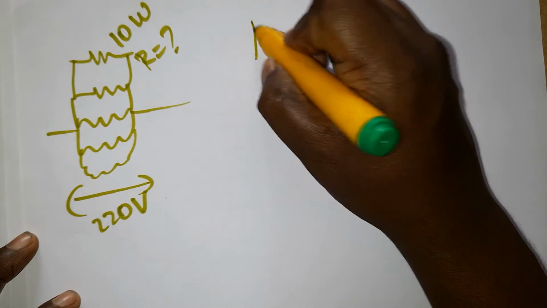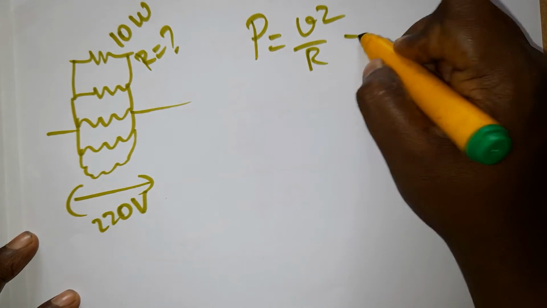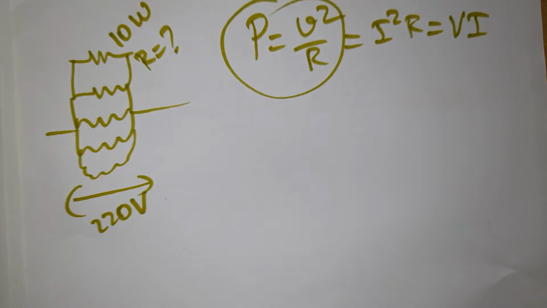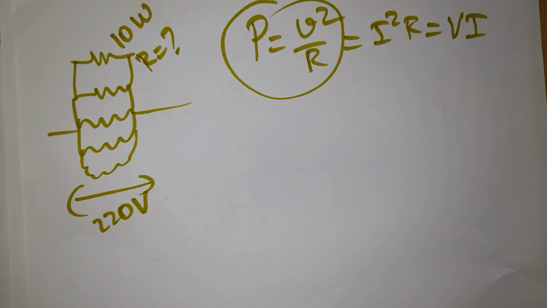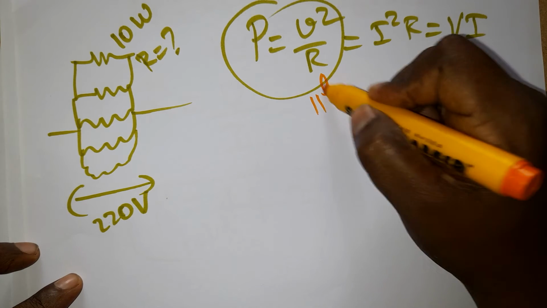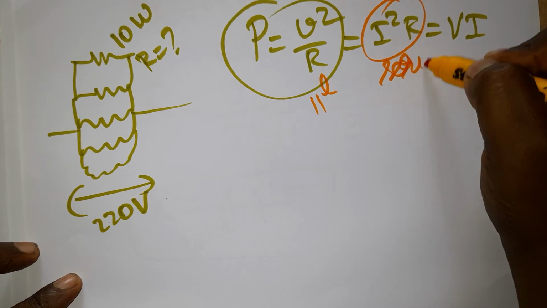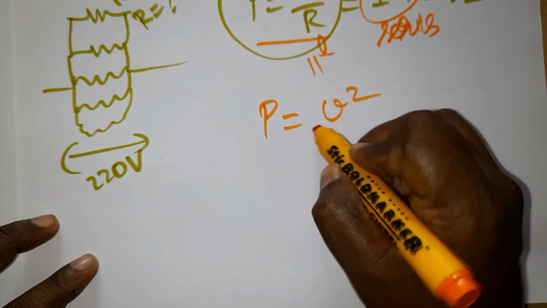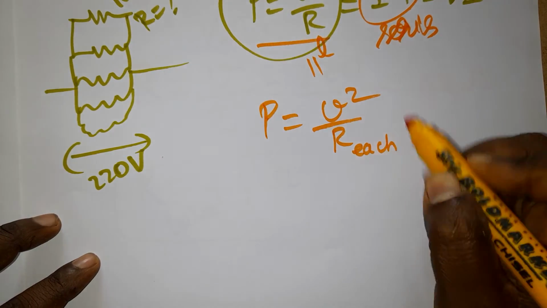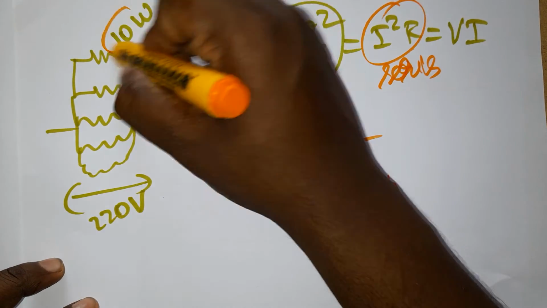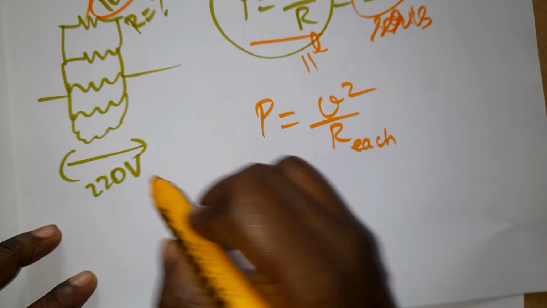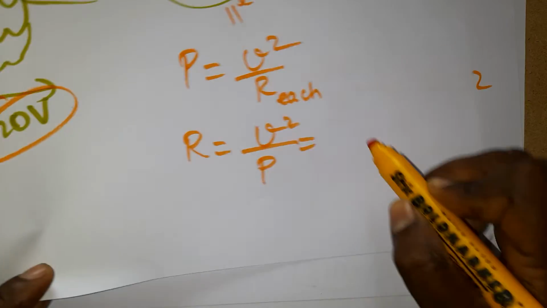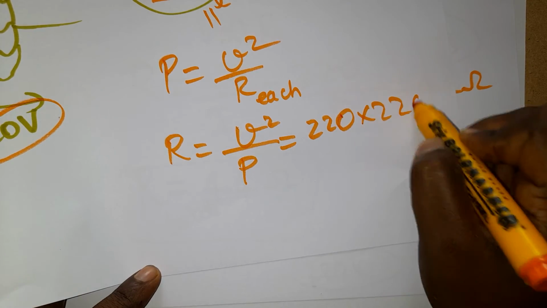So I use the power formulas: V square divided by R, I square R, VI. These are the power formulas. The I square R formula is used when the circuit is connected in series, and this one is for parallel. Now I'll be using the parallel formula. Power is equal to V square divided by R, where R is the resistance of each. Because power is 10 watt and voltage is 220 volt, the resistance of each is V square divided by P. V is 220 whole square, 220 into 220 divided by 10.